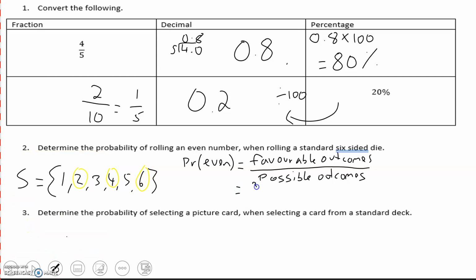So our fraction is 3 over 6. Now we can simplify that to a half. So our probability of rolling an even number is a half.